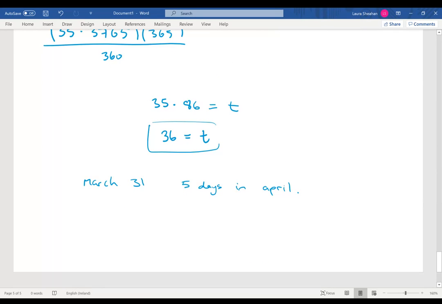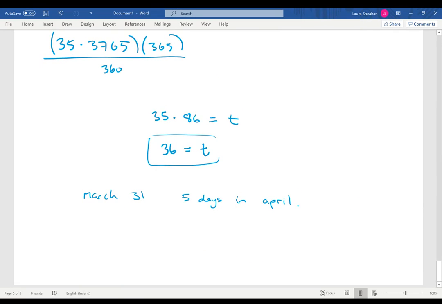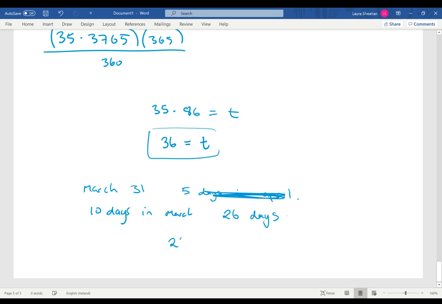So we've got 10 days left of March. We have a lot more than 5 days in April, so just ignore that. We've got 10 days left in March, which means we've another 26 days after that. So let's go the 26th of April.